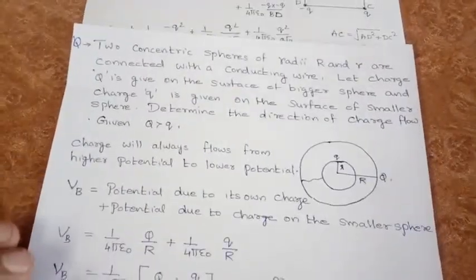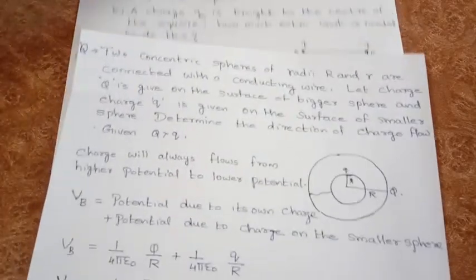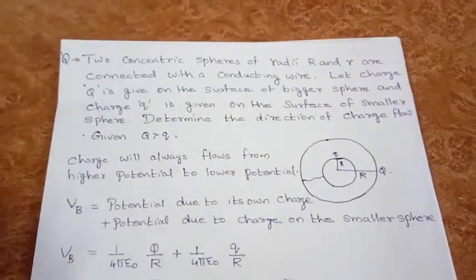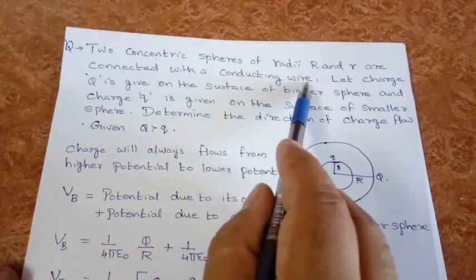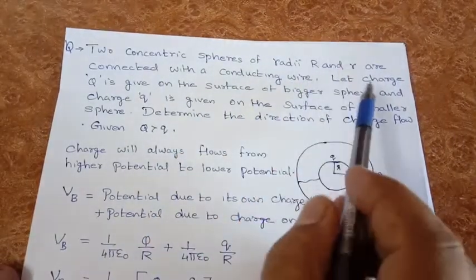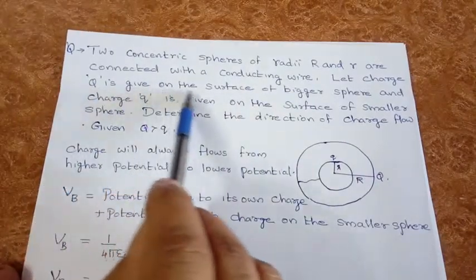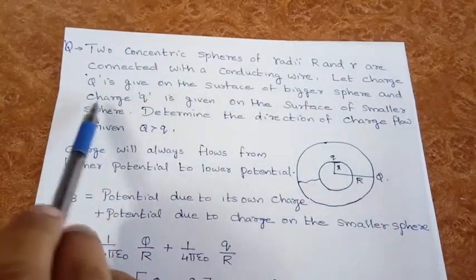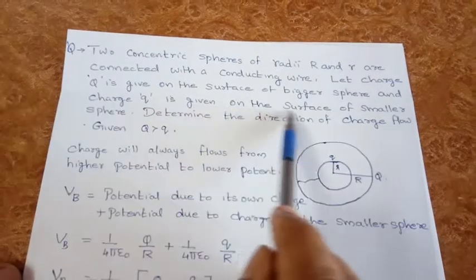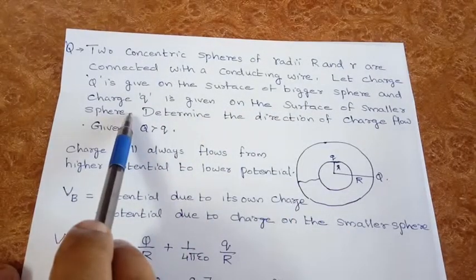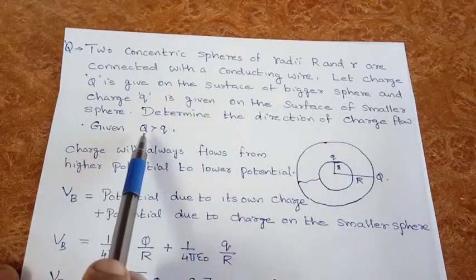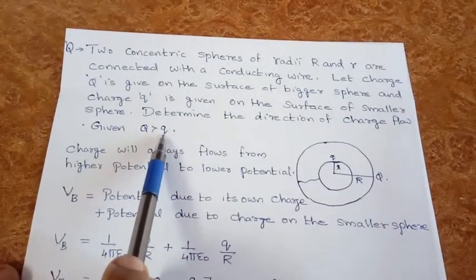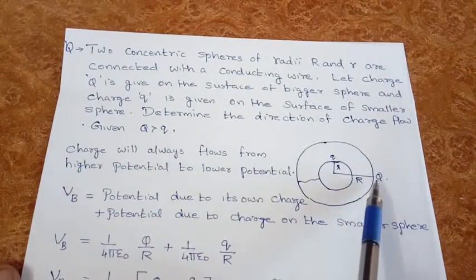Now one more question I want to discuss. Very carefully you have to listen to this particular question. Two concentric spheres of radii capital R and small r are connected with a conducting wire. Let a charge capital Q be given on the surface of the bigger sphere and a charge small q be given on the surface of the smaller sphere. Determine the direction of charge flow if capital Q is greater than small q. So please analyze this particular situation.